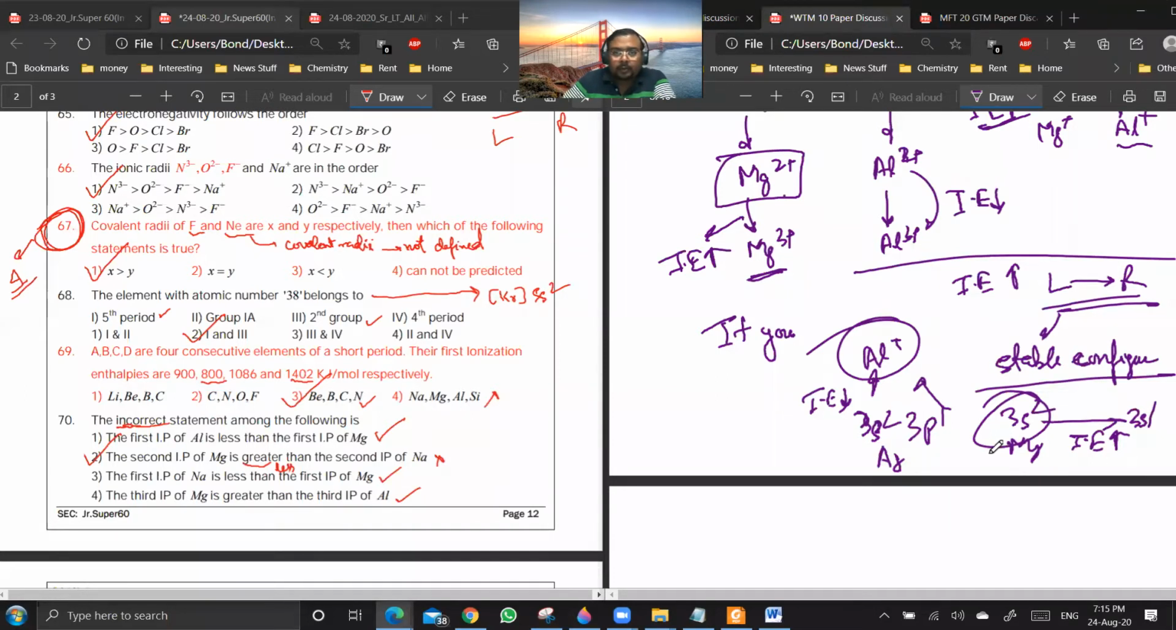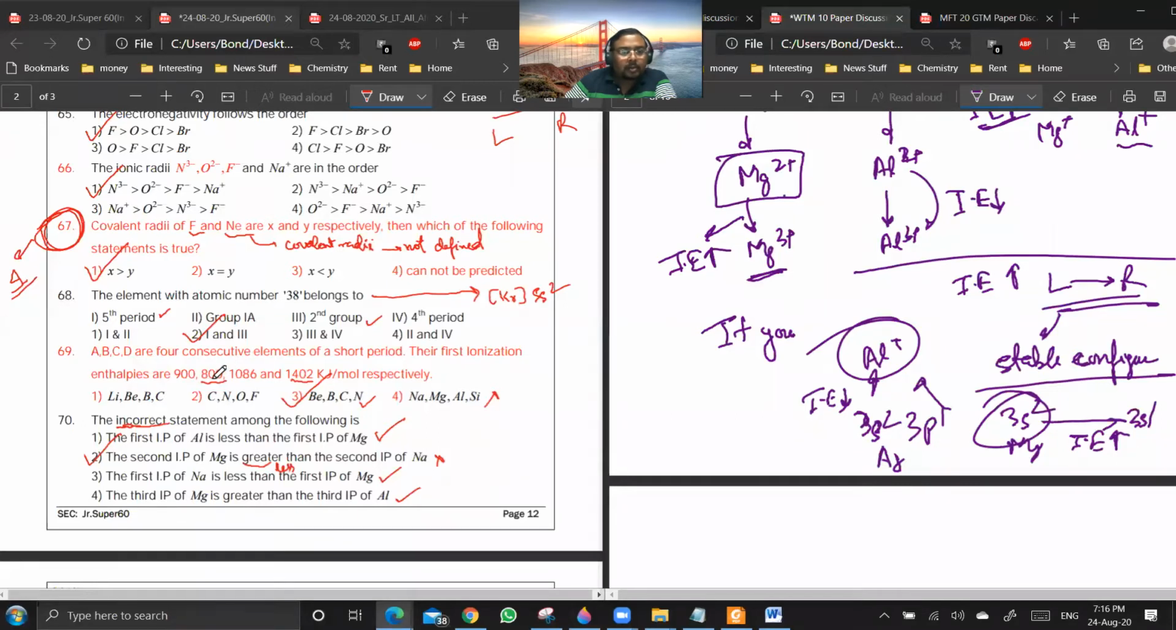Sir, can you explain the 69th question? Yeah, I can. Any other doubt in the 70th? No, sir, 69. Four elements are there in A, so you have to check the options one by one. Lithium and beryllium, which will have higher ionization energy? Beryllium. So it cannot be this trend because the first one is having higher ionization energy. Then carbon and nitrogen, which will have higher ionization energy? Nitrogen. So it cannot be this option because it is lesser than this as well as this. Beryllium and boron: beryllium is having higher ionization energy than boron.